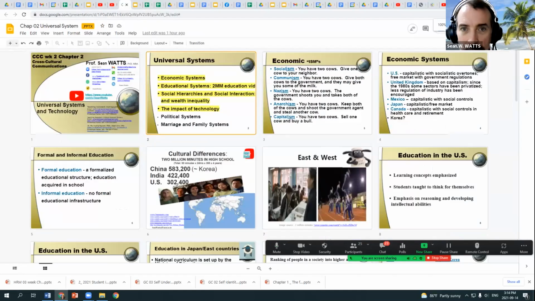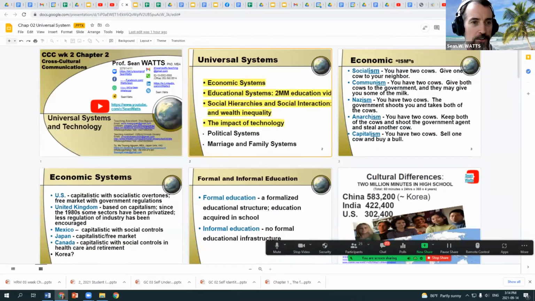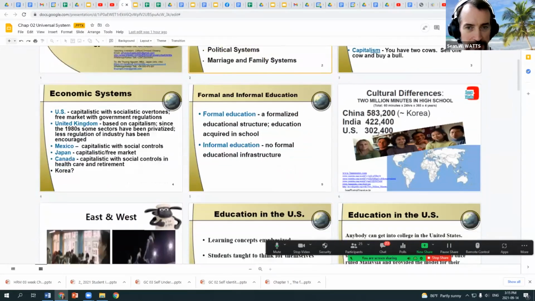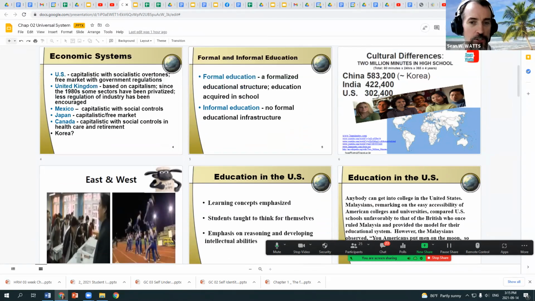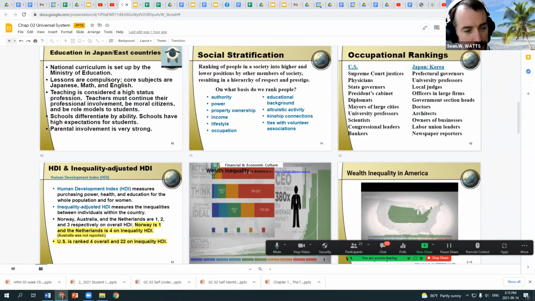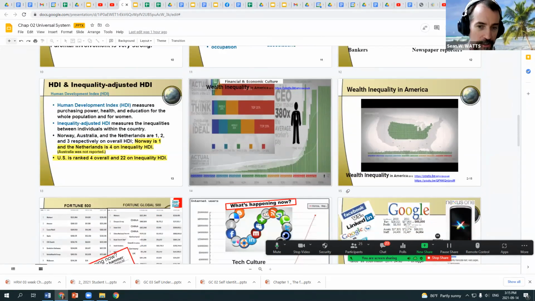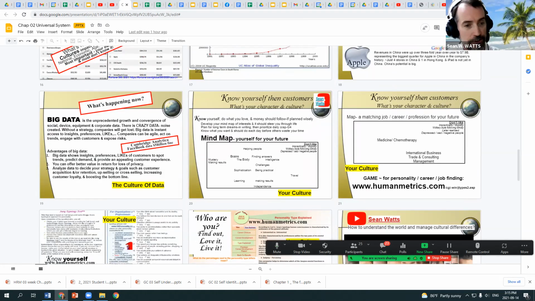Oops, let me make sure this is shown here well. So in the universal systems, what this is talking about is that there's many different systems, many different ways of analyzing systems, analyzing education. You can compare people based on their education. You can compare people based on their social status or their occupational status or their wealth and financial status and technological details. But it's good to ultimately understand yourself first.